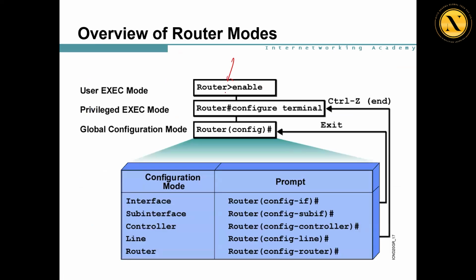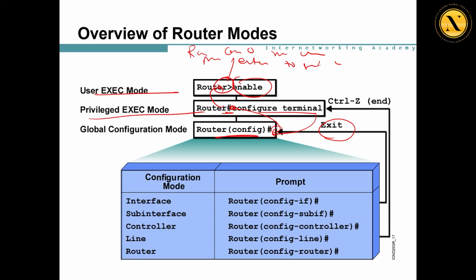So we know this: user mode, enable command, right? It will take us to the privilege mode. How does it look like? Hash. We give a command, configure terminal, we come to the global mode, right? How does it look like? From here, if you type exit, you'll come back to privilege mode. From here, if you type exit, you will be out. Router console 0 now available. Press enter to get started, all those things. But if you press disable here, you'll come back to user mode.